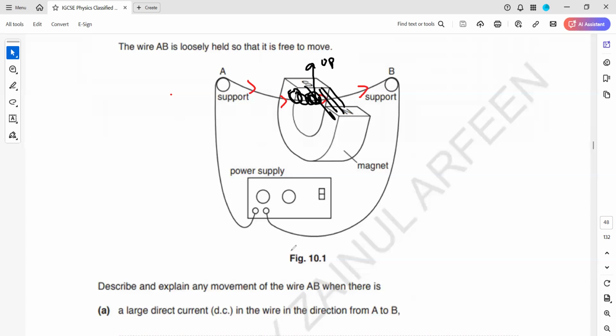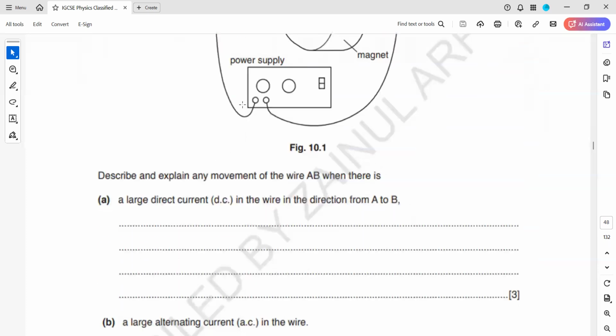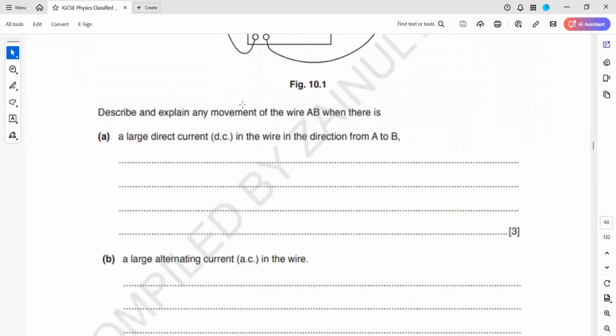Now, whenever we are finding a force on the wire, we use the left hand. If we know the current and we need the force, we use the left hand. But if the question was what is the direction of induced current, in that case we use the right hand. Describe and explain any movement is 3 marks.